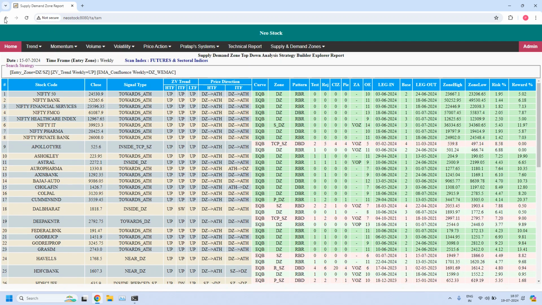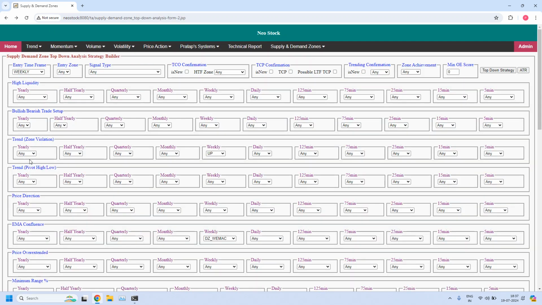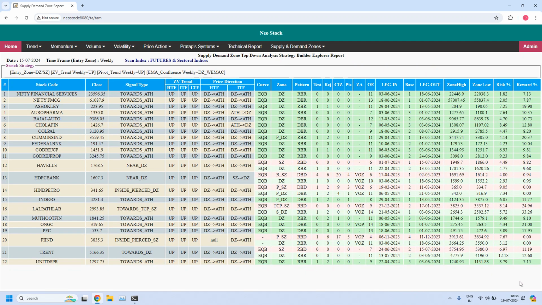That's why I will also add one more filter. I want stocks having a weekly EMA confluence, but both trends, zone violation trend and also swing high-low trend. Previously we selected weekly trend as up here. Now I am also going to add pivot high-low trend as uptrend, both the trends, because the list is big. Now both the trends up means more accurate. See, now the list has come down to 22 from 56. So definitely you can study these 22 stocks during this weekend and you can plan your trades for the coming week.